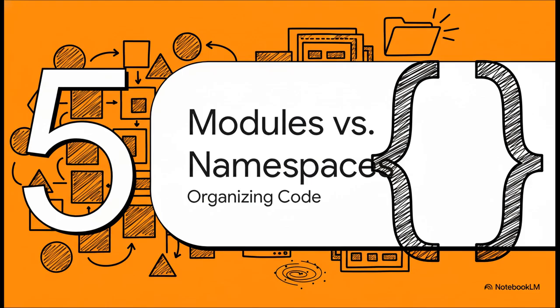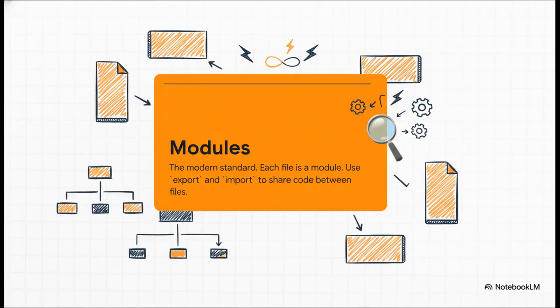Okay, last piece of the puzzle. We've got all these cool components and services and types. How do we keep it all organized so it doesn't turn into a giant mess? The answer, and the way everyone does it now, is with modules. And the rule of thumb is super simple. One file, one module. That's it. If you build something cool in one file and you want to use it in another, you export it from its home file and then you import it wherever you need it. It keeps everything clean and easy to follow.